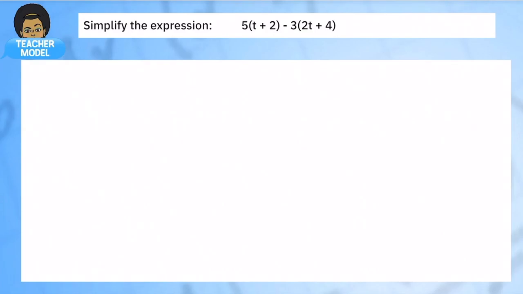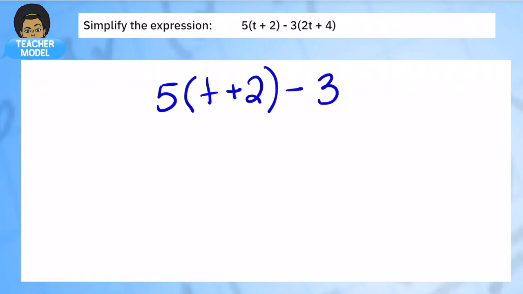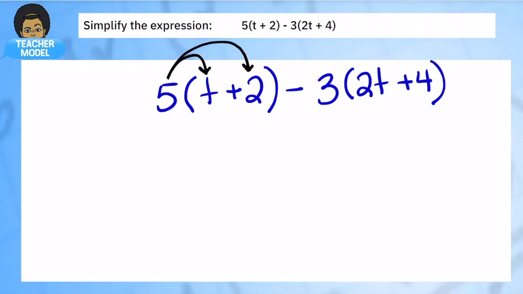Ooh, and this one is feisty. Loving this one. 5 groups of t plus 2 minus 3 groups of 2t plus 4. And I'm going to model being really efficient in this process. Instead of drawing it all out and writing t plus 2, t plus 2, t plus 2 again and again, we're going to use our multiplication method, and we're going to multiply this 5 times each term within the parentheses. So 5 groups of t is the same as 5t, and 5 groups of positive 2 is positive 10.